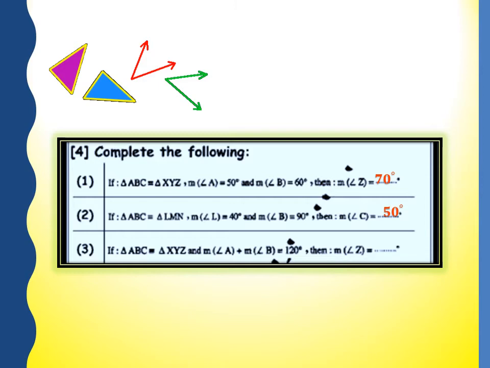By the same way here, number 3, triangle ABC congruent to triangle XYZ, and the measure of angle A plus B equals 120. From these I can find the measure of the third angle C, which is 180 minus 120, which is 60 degrees, and measure of angle Z equals measure of angle C by correspondence, which is 60 degrees.